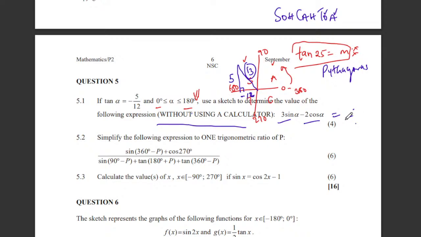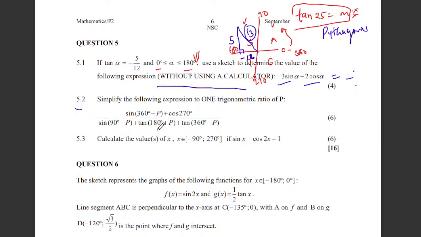Okay, then 5.2, they're telling us to simplify the expression to, they highlighted these capital letters. In English, it would be wrong to write capital letters in between, but in maths, it's allowed.